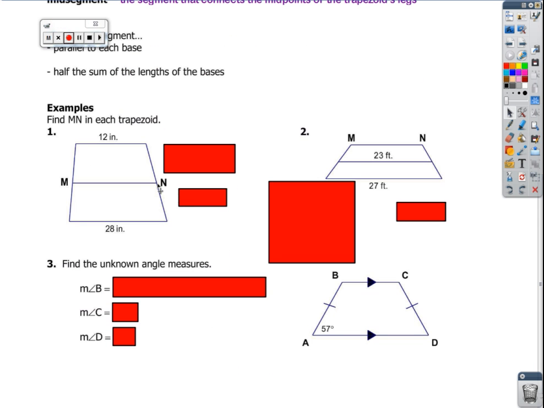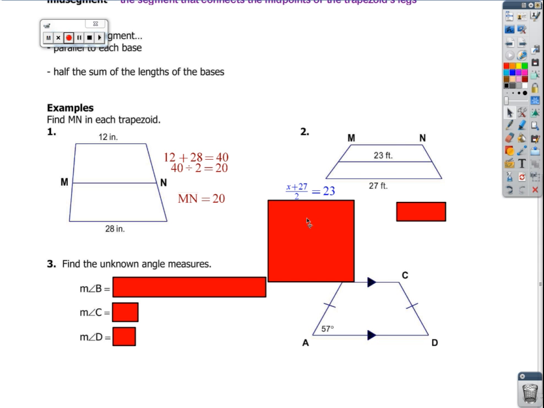Example number 1, this is a trapezoid. MN is a mid-segment, meaning M cuts this line in half, N cuts this line in half. I can take the two base lengths, add them together, cut it in half, and I will see that MN is 20. Over here I don't know MN, but MN plus 27 divided by 2 would be 23.